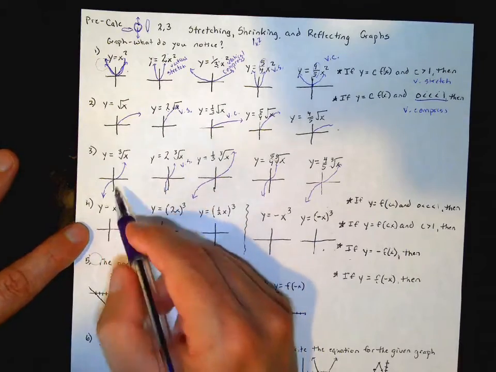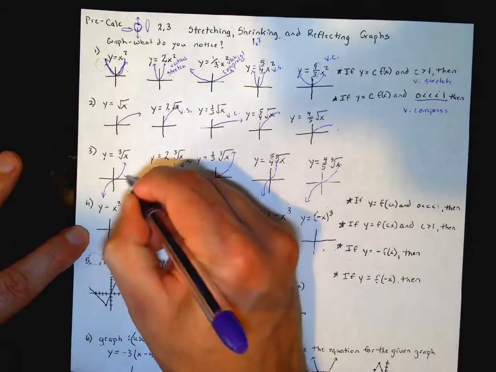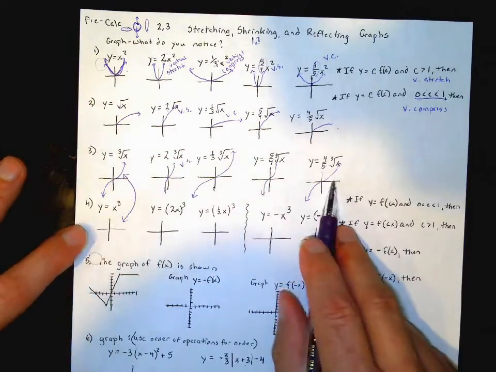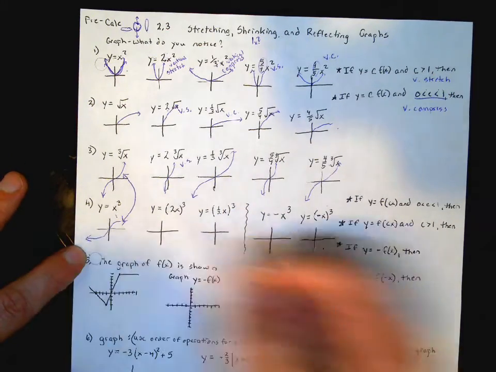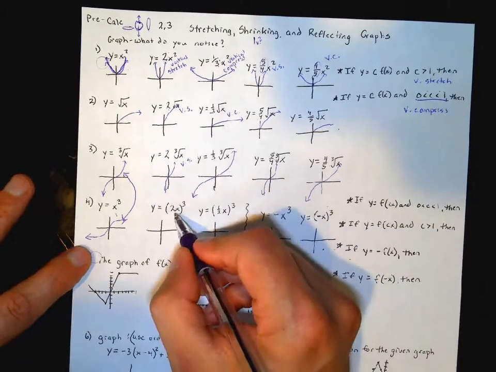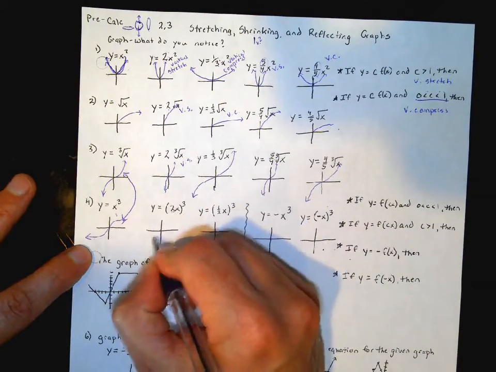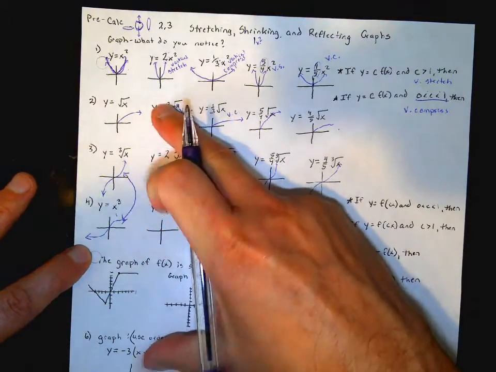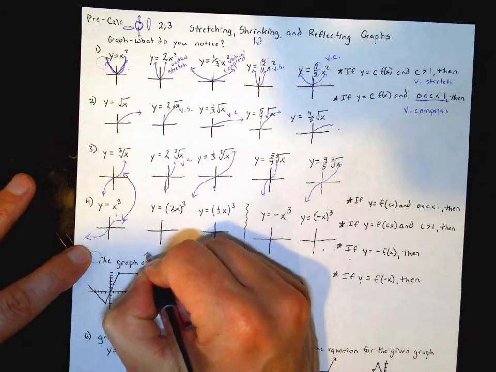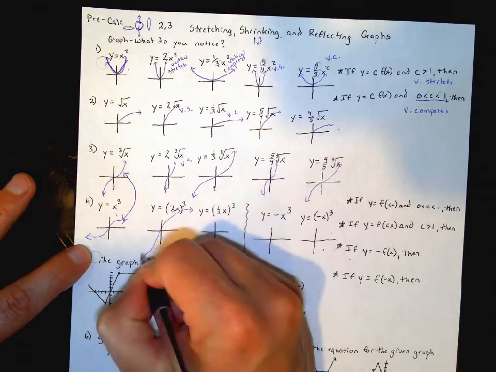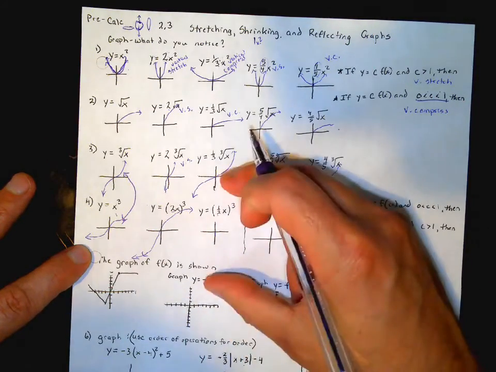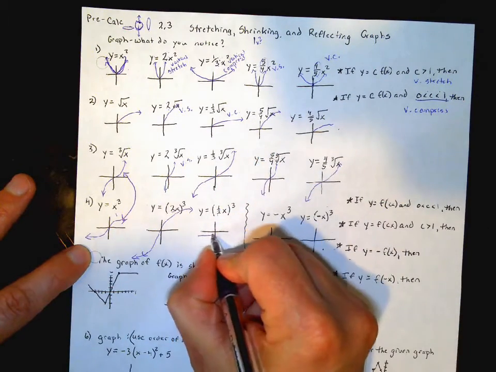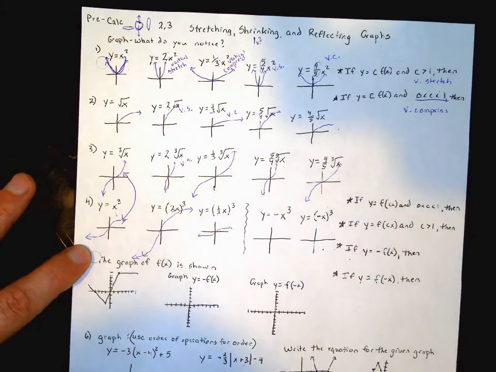I'm sorry, that's x to the 3rd. We'll switch these two around here. These are the x to the 3rds. Cubed root. We're going to switch all those around. Cubed root's like this. With the 2 in front, once again, 2 will stretch it out. So it's going to be a lot more like this. 1/2, less than 1, it's compressing it. So it's going to be more like this. Okay, so that's our vertical stretches and our compressions.